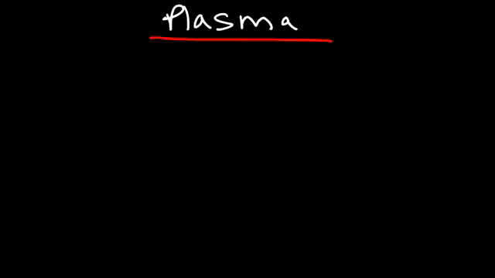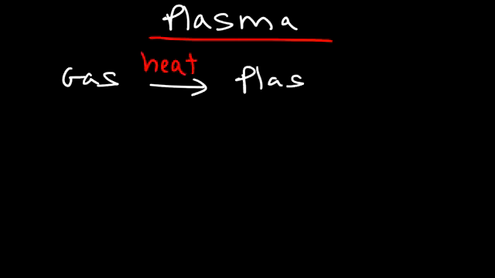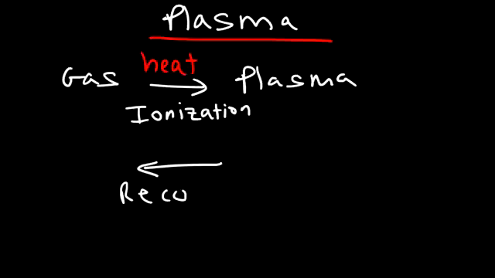Now there is a fourth state of matter, which is known as plasma. This state of matter is an ionized gas. The way you can create a substance in a plasma state is you need to take a gas and add heat to it. Once you add heat to it, it turns into a plasma state. And so this process, going from gas to plasma, is known as ionization. The reverse process is known as recombination. And so let's talk about that.